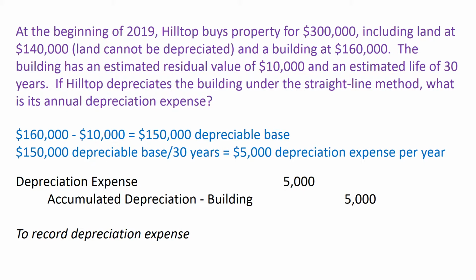Hilltop's annual depreciation expense is computed as follows. $160,000 minus $10,000 equals $150,000 depreciable base. $150,000 depreciable base divided by 30 years equals $5,000 depreciation expense per year. The adjusting journal entry at year end is recorded as follows. Debit depreciation expense $5,000. Credit accumulated depreciation, building, $5,000 to record depreciation expense. Hilltop records this journal entry at the end of each year for 30 years.